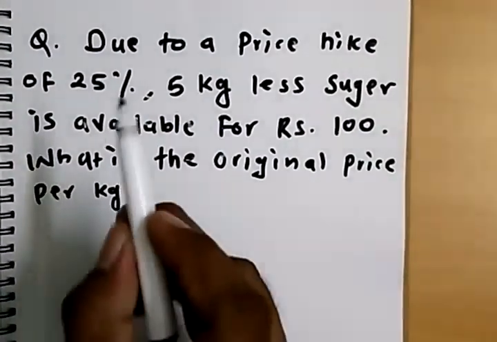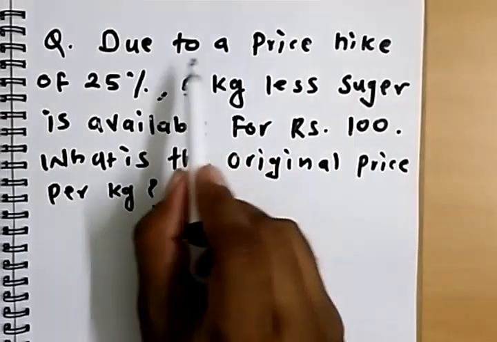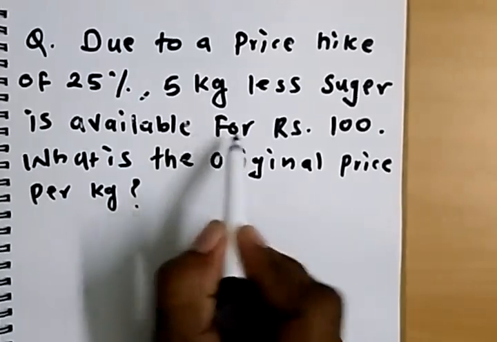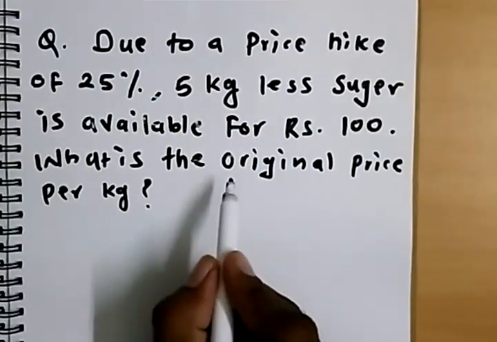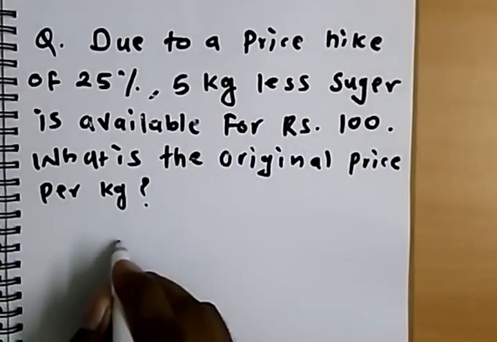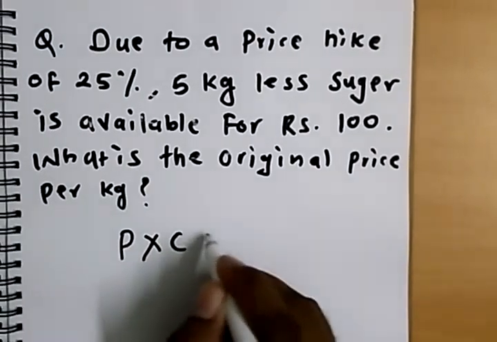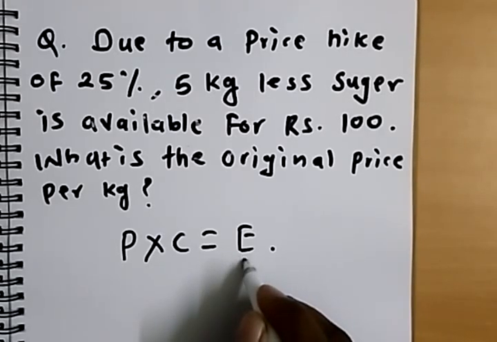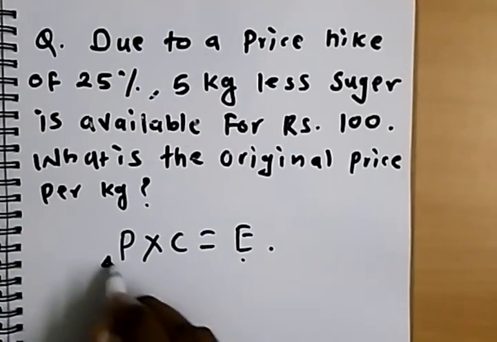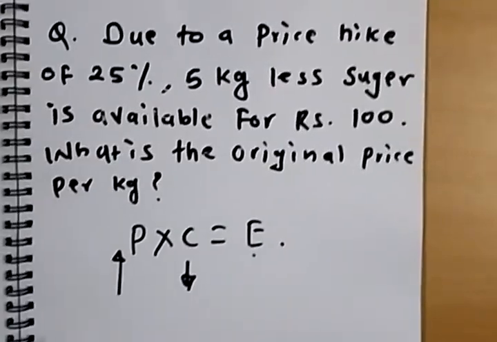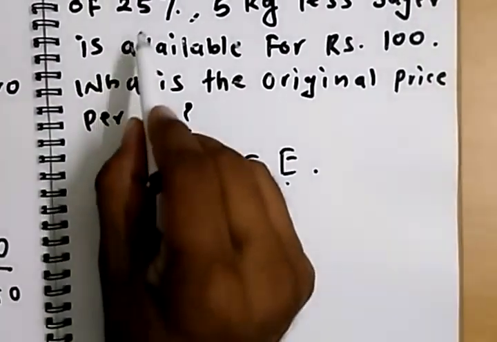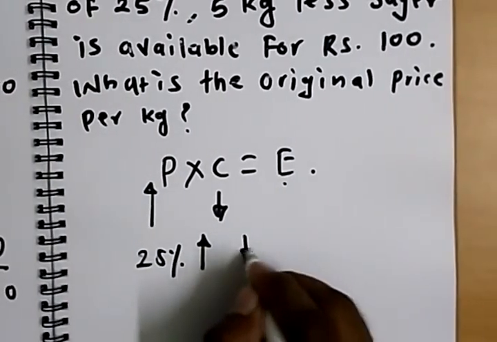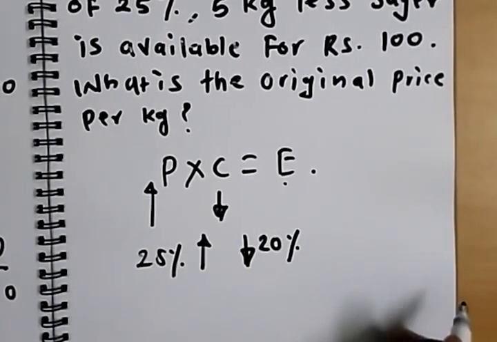The next question: due to a price hike of 25%, 5 kg less sugar is available for rupees 100. What is the original price per kg? Now price into consumption is equal to expenditure. Now we want to keep the expenditure constant. So if the price increases, the consumption has to decrease. Now the price is getting increased by 25%. So consumption has to go down by 20% according to product stability.